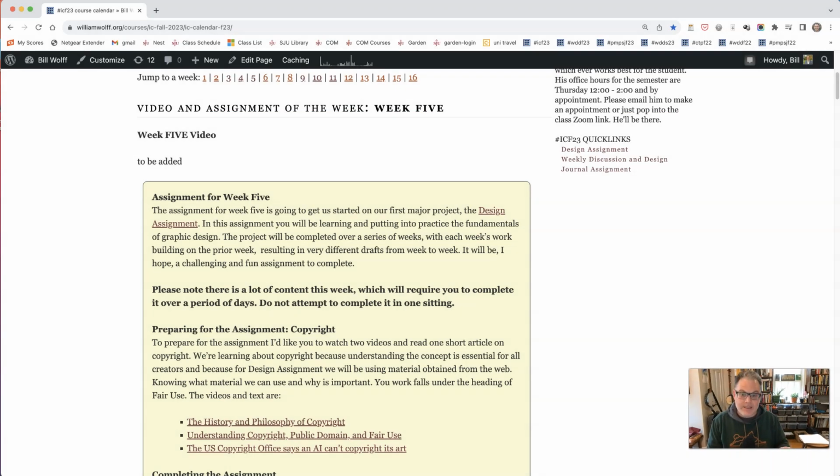So, like I said, this week we are going to be introducing the design assignment. Essentially, you are going to be creating a poster that puts into practice fundamentals of graphic design. Before we get to that, however, we are going to be starting with an understanding and learning about copyright. Copyright is essential for all designers and artists to understand.